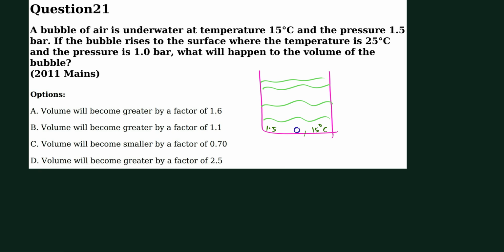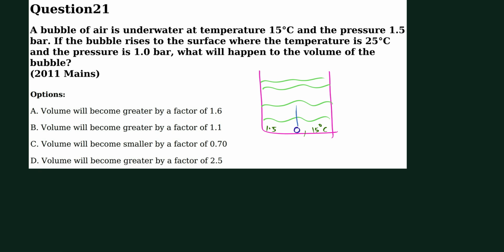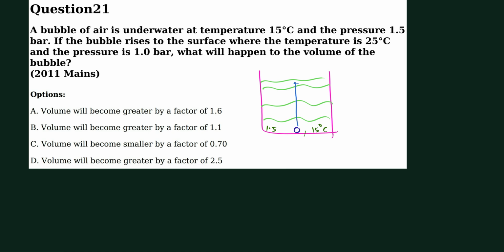Now if the bubble rises to the surface, when the bubble is coming up here, its size somewhat increases. Why? Because the pressure decreases to 1 bar. And when it comes to the surface, what is the temperature here? The atmospheric temperature is 25 degrees Celsius and the atmospheric pressure is 1.